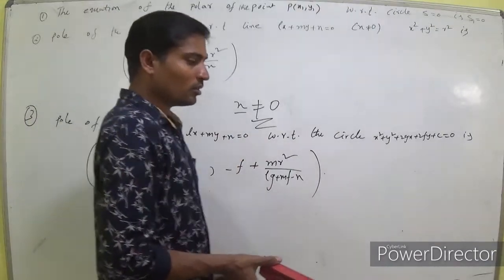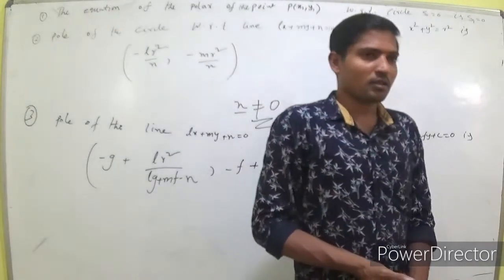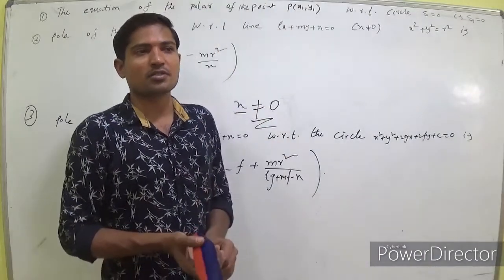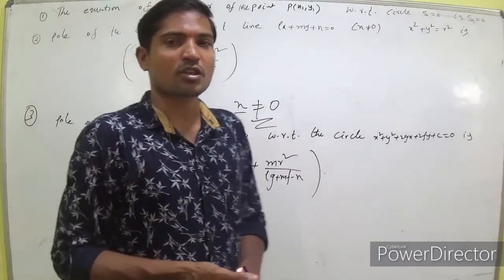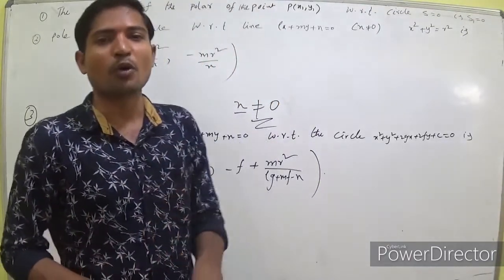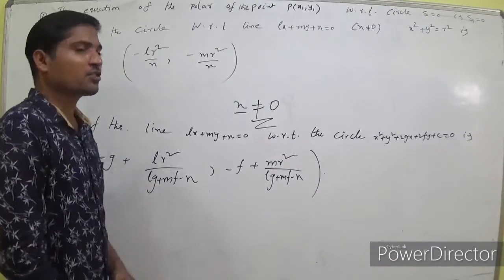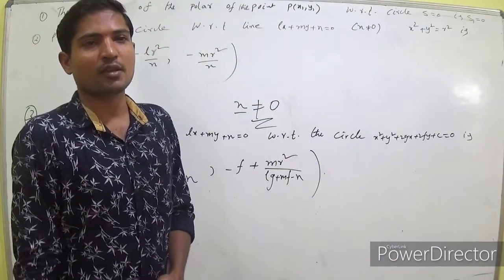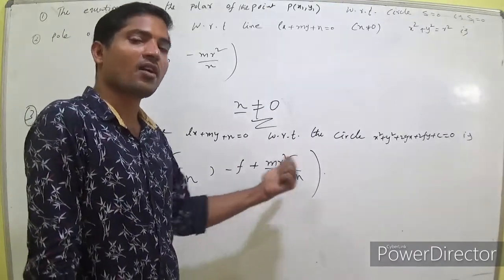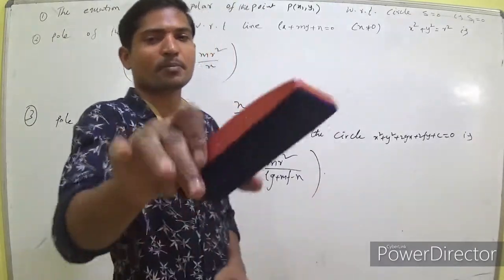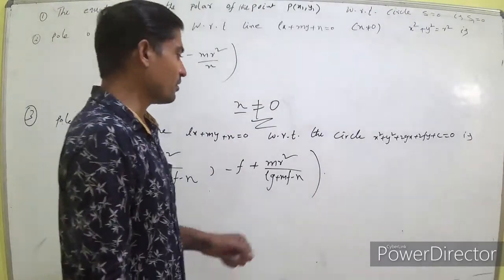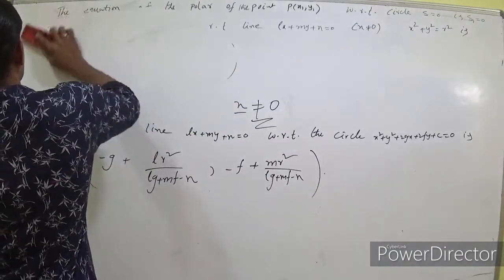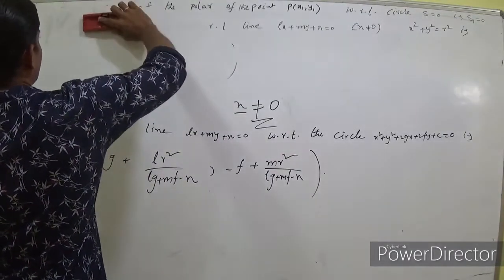The pole of the line lx plus my plus n equal to 0, and circle equation is x square plus y square plus 2gx plus 2fy plus c equal to 0. Then the pole is minus g plus lr square by lg plus mf minus n, and comma minus f plus mr square by lg plus mf minus n. Conjugate points and conjugate lines. Let us discuss.